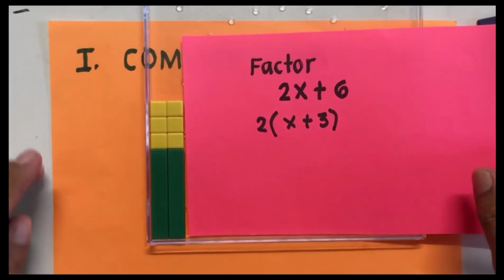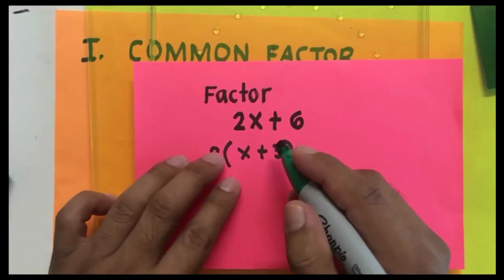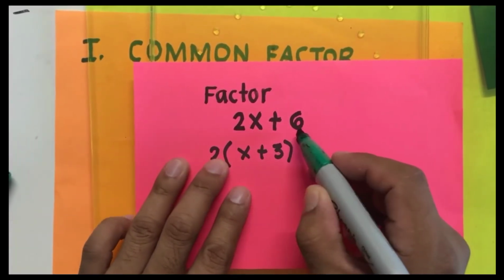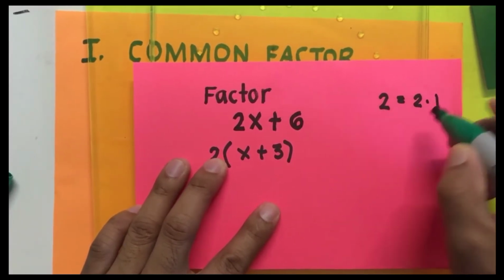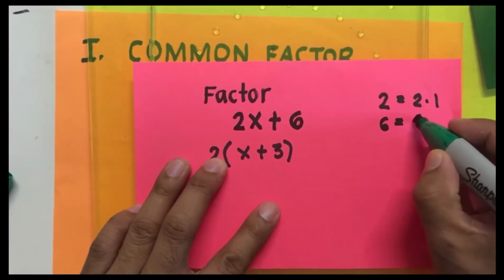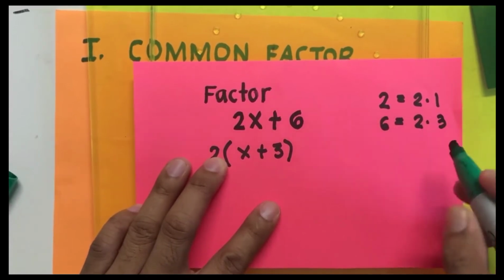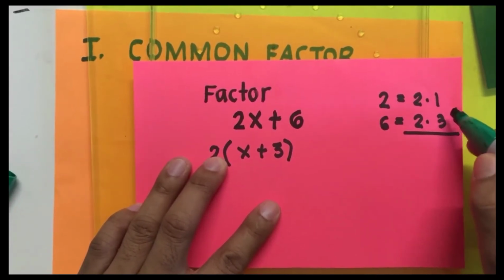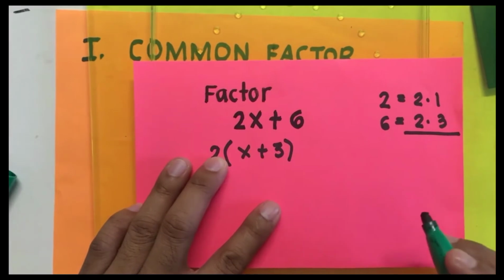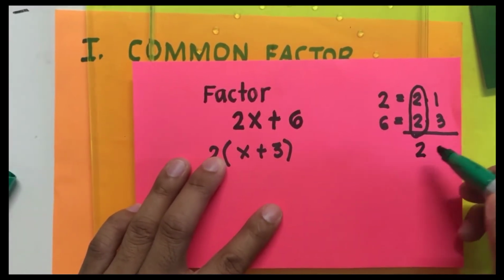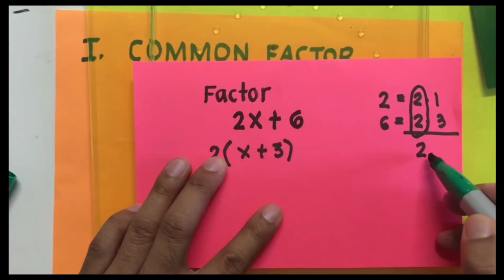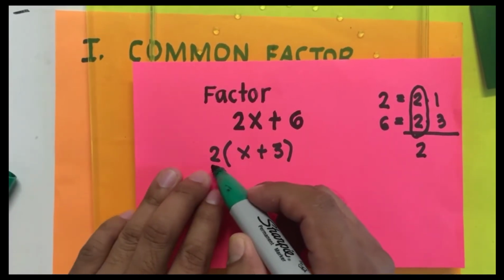Now let's analyze what's happening here. Notice that if you look at 2 and 6, 2 can be written as 2 times 1, and 6 can be written as 2 times 3. Now, we need to write this in such a way that 1 and 3 are in their own column. Now, notice that 2 is the common factor between 2 and 6. And that 2 is now our common factor.